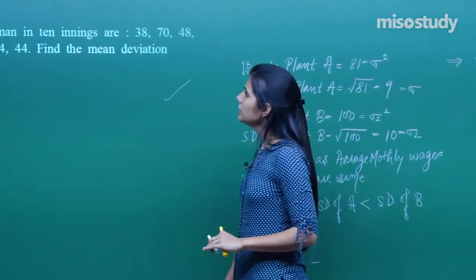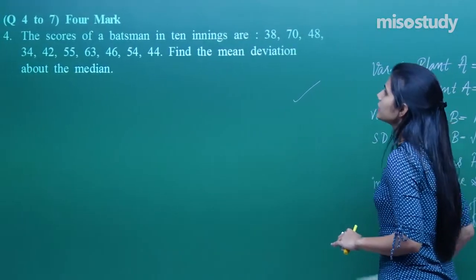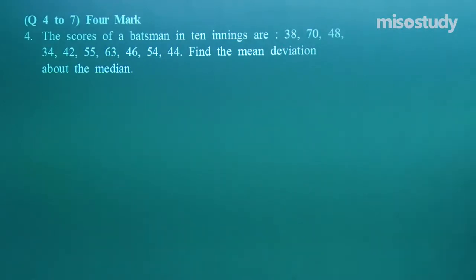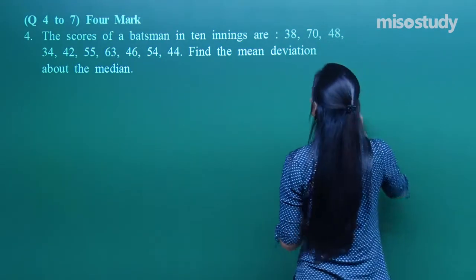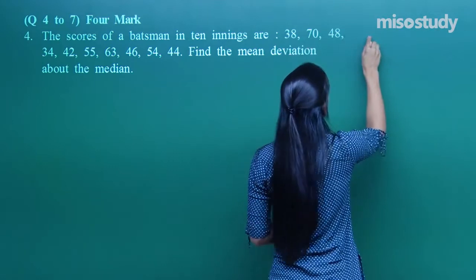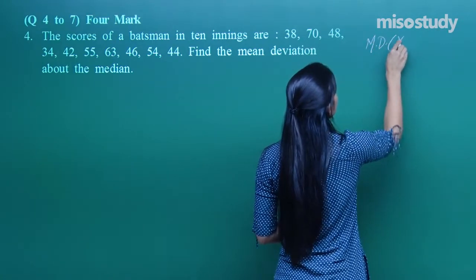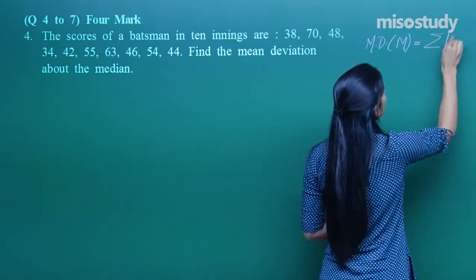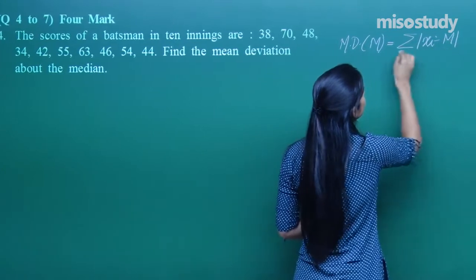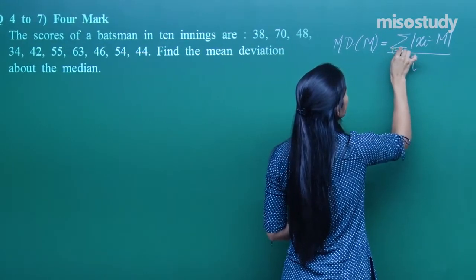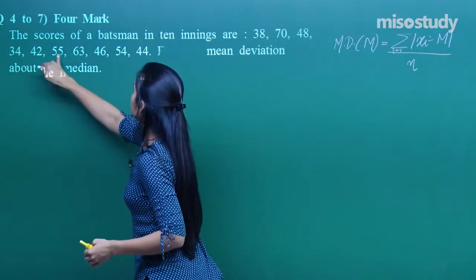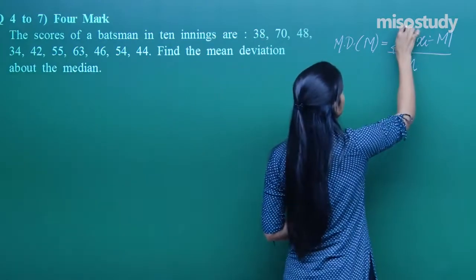Next we have the scores of a batsman in 10 innings given to you like this. Find the mean deviation about median. So, you should be able to recall the concept regarding finding mean deviation about median. This is my ungrouped data given to me. So, what is the formula to evaluate mean deviation about, not the mean but the median for ungrouped data? It is summation mod of xi minus the median whole upon total number of observations, i running from 1 to total number of observations. How many are there? 1, 2, 3, 4, 5, 6, 7, 8, 9 and 10. So, there are 10 observations.